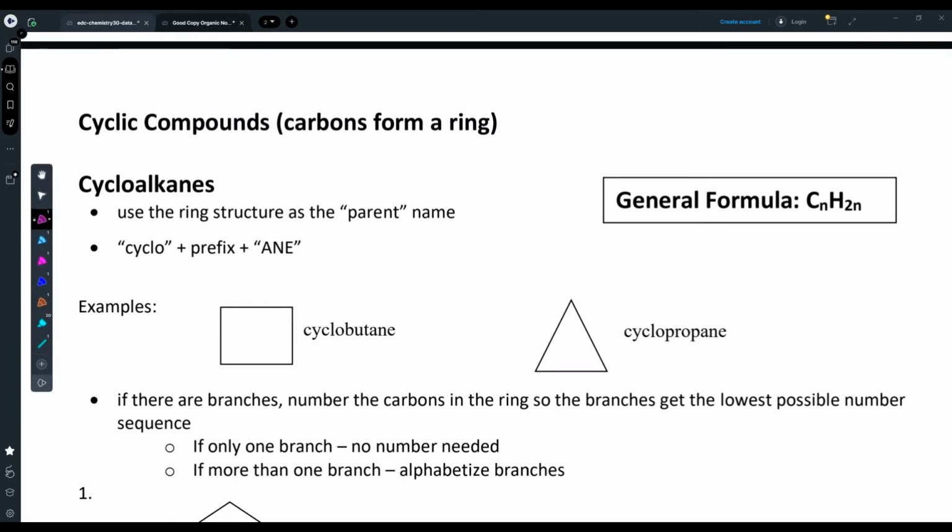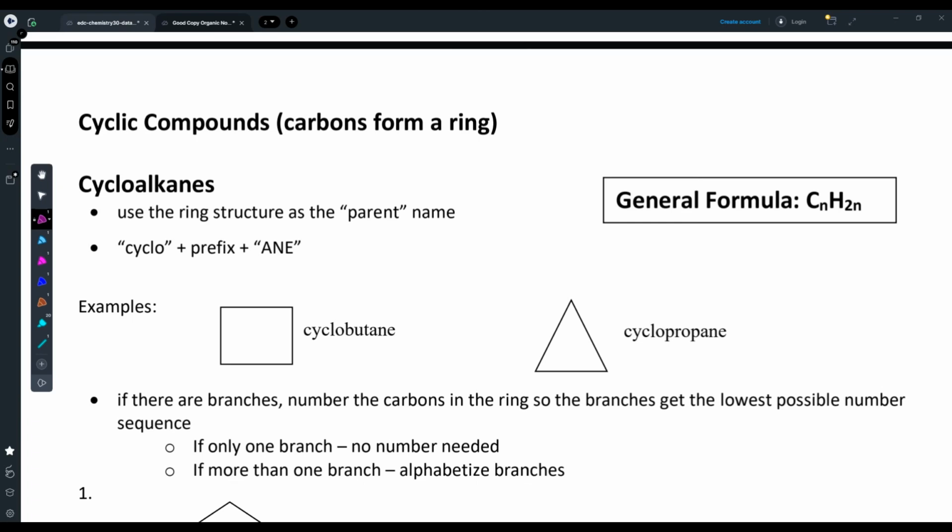So moving on to naming cyclic compounds. Cyclic compounds are just carbons that form a ring. We're going to start off with cycloalkanes, and we're going to focus on how we name these compounds because that's typically the harder of the two skills, naming versus drawing.